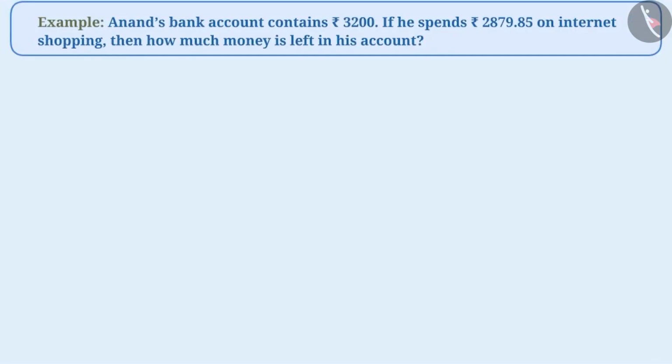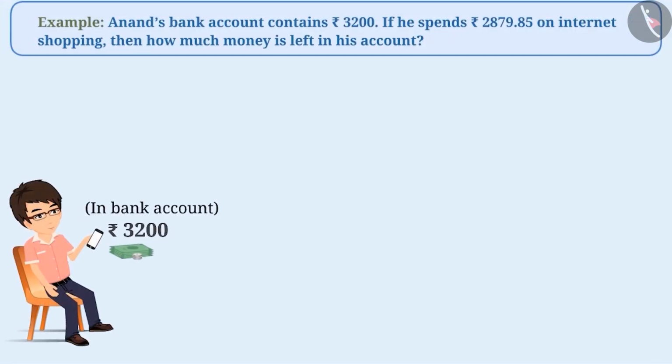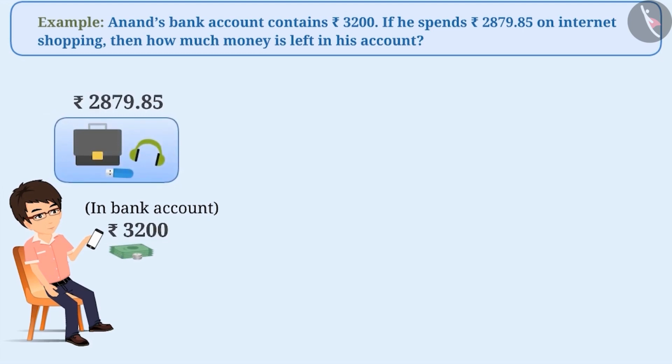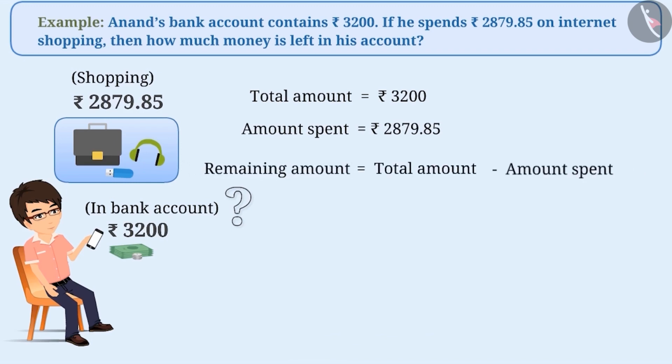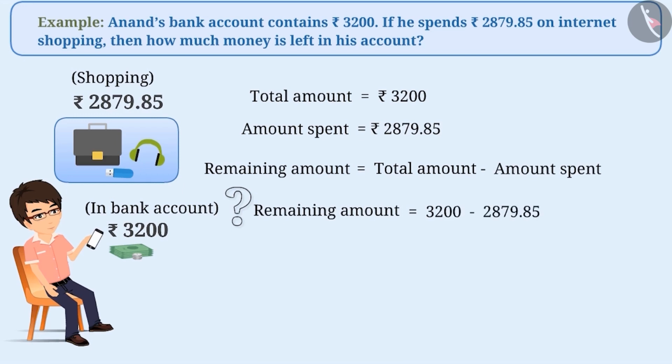Next example. Anand's bank account contains rupees 3,200. If he spends rupees 2,879.85 on online shopping, then how much money is left in his account? The total money in Anand's account is rupees 3,200. He spent rupees 2,879.85 on the online shopping. Therefore, the remaining amount is equal to total amount minus amount spent on shopping. That is, rupees 3,200 minus rupees 2,879.85.